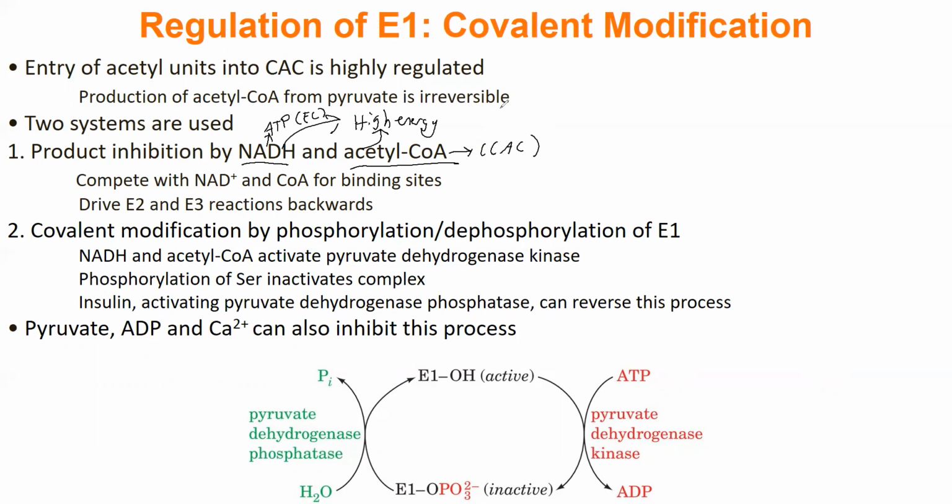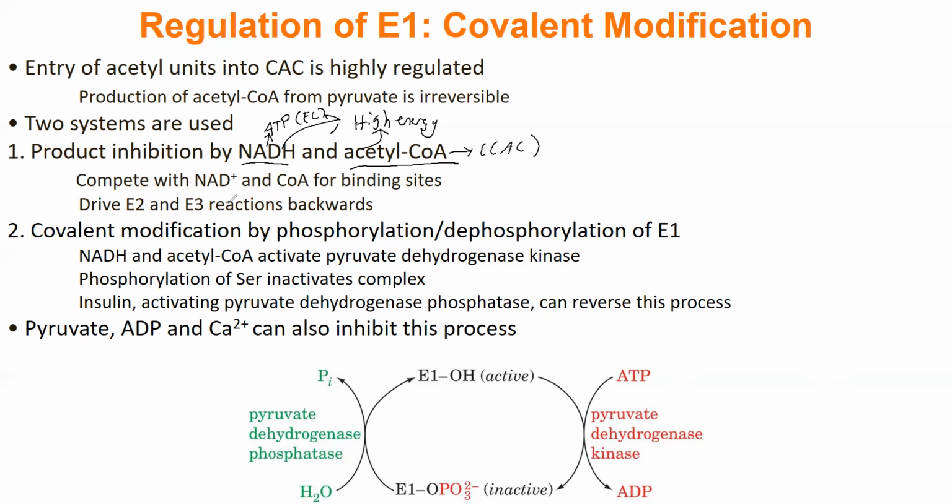Therefore, the logic is use that pyruvate to do other processes. Maybe make some glucose out of it through gluconeogenesis. Maybe make some nucleotides by doing the pentose phosphate pathway. We can do a lot of other stuff with that pyruvate than just straight up make energy.